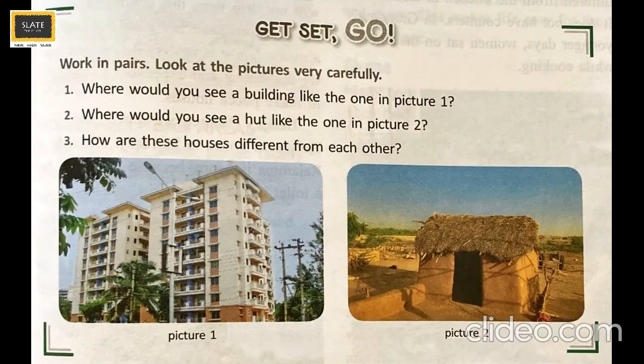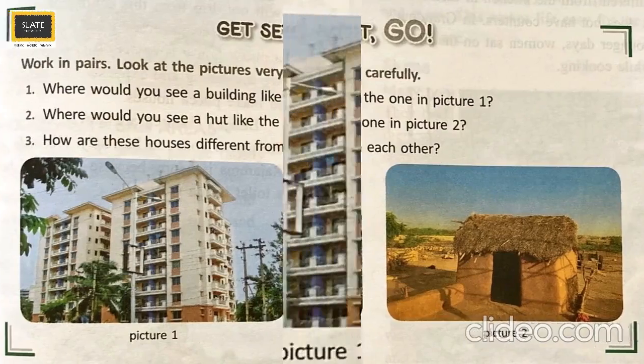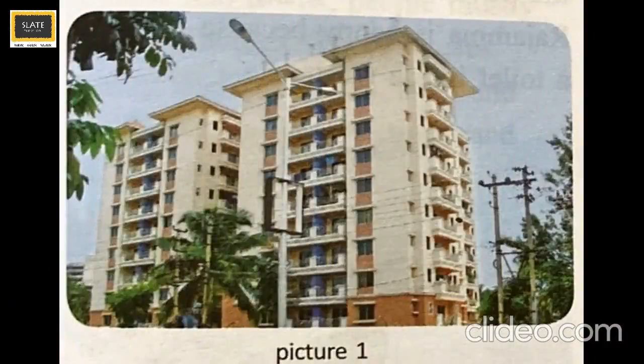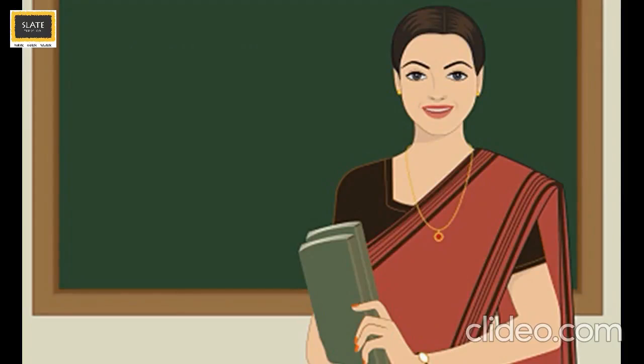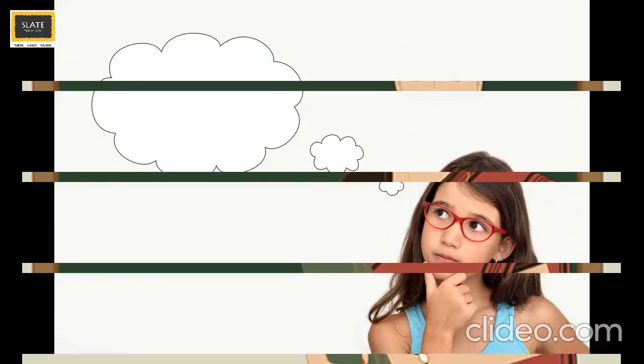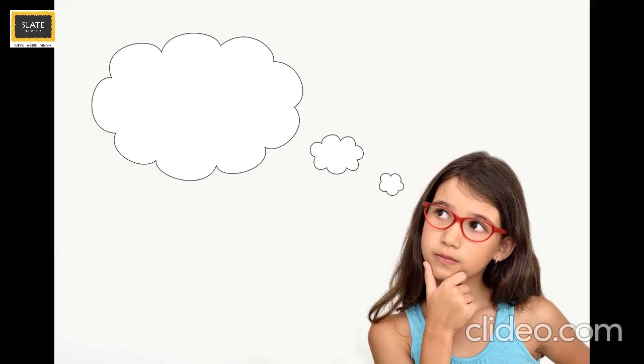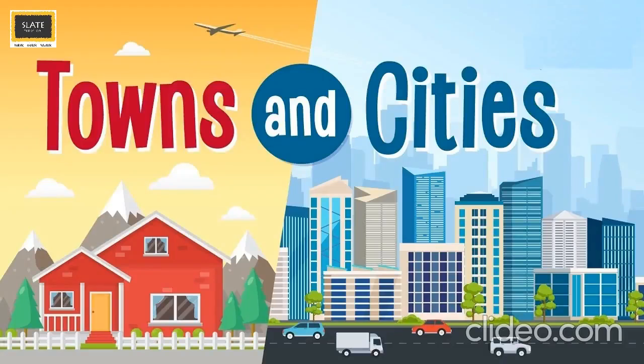Where would you see a building like the one in picture 1? So Slaters, look at the first picture. How does it look? Correct. It is big, strong and is made with several floors. So Slaters, where do we see such type of houses? Very good. In cities and towns.